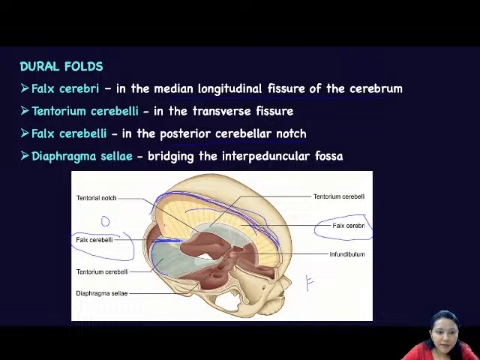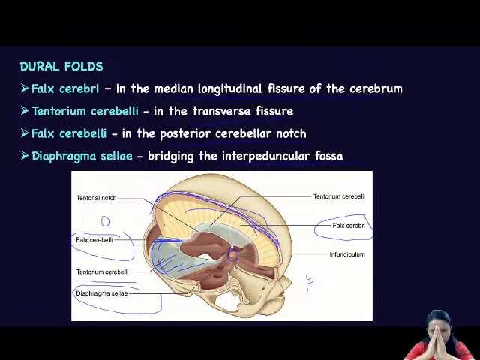Then you have another layer of dura, that is the tentorium cerebelli. It is in the transverse fissure. So this part is the tentorium cerebelli. And then you have another that is known as the diaphragma sellae, which is in the interpeduncular fossa. The interpeduncular fossa is the location of your circle of Willis. So if they ask you about the circle of Willis location, it is the interpeduncular fossa or interpeduncular cistern. So these are the dural folds.